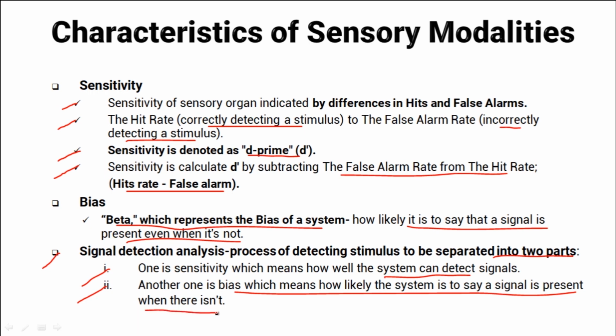This analysis is useful because it helps us understand how well a system is detecting signals and whether it's biased towards detecting signals even when signals are not there.